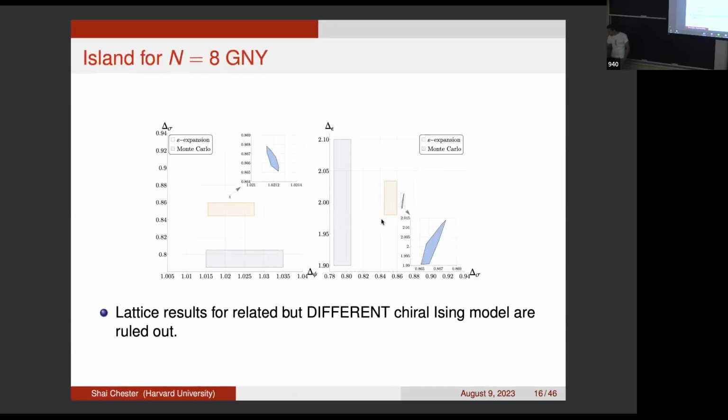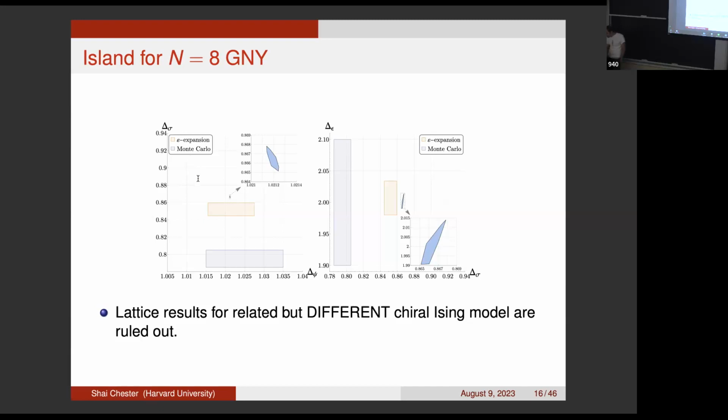And so also in this theory, islands were found by the same authors as in the previous slide, because they studied various values of n. And so here is a plot. So you see on the x-axis, there's the scaling dimension of this lowest fermion. The y-axis is the parity odd. This one is the parity even scalar versus the parity odd.